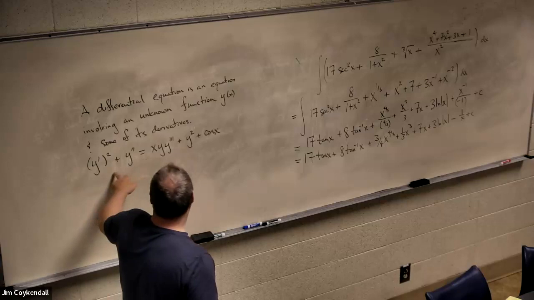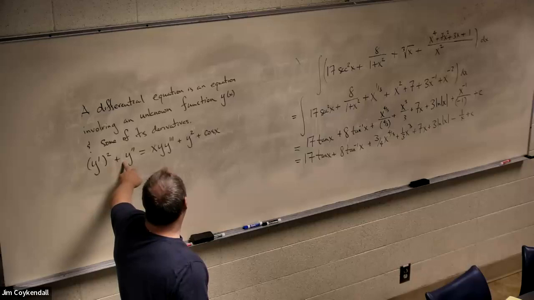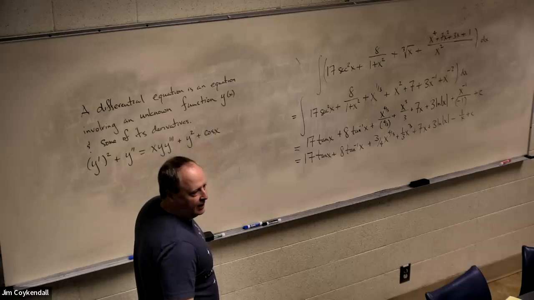So we've got some function. When you take its derivative and square it, add it to its second derivative, it is x times the function times the third derivative plus the square root of the cosine of it. Now try to solve this. Right?